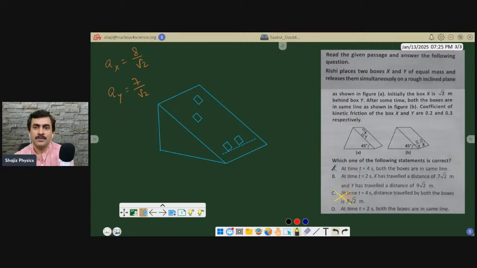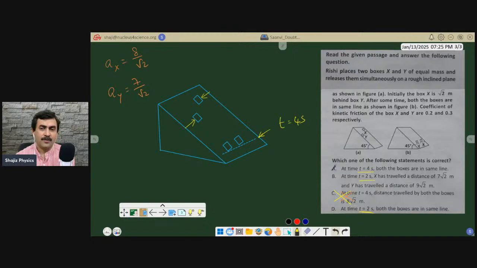Now we wanted to check both cases. T is equal to 4 seconds is there, t is equal to 2 seconds is there. So we need to check only two scenarios. Both are released at the same time from this position and this position respectively. After some time, both reached the same line here. Now, let us take the first scenario, t is equal to 4 seconds.